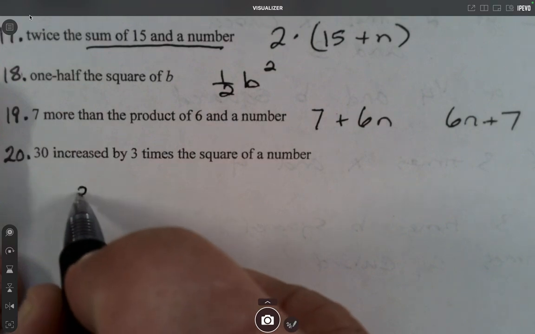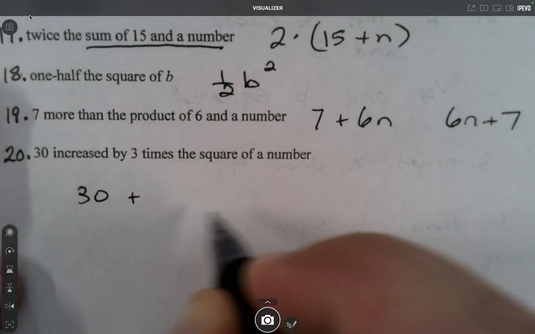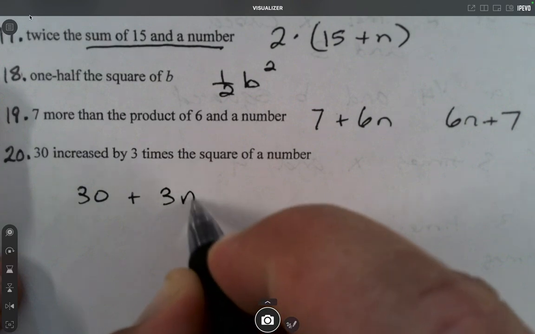Last one, 30, increased by plus 3 times the square of a number.